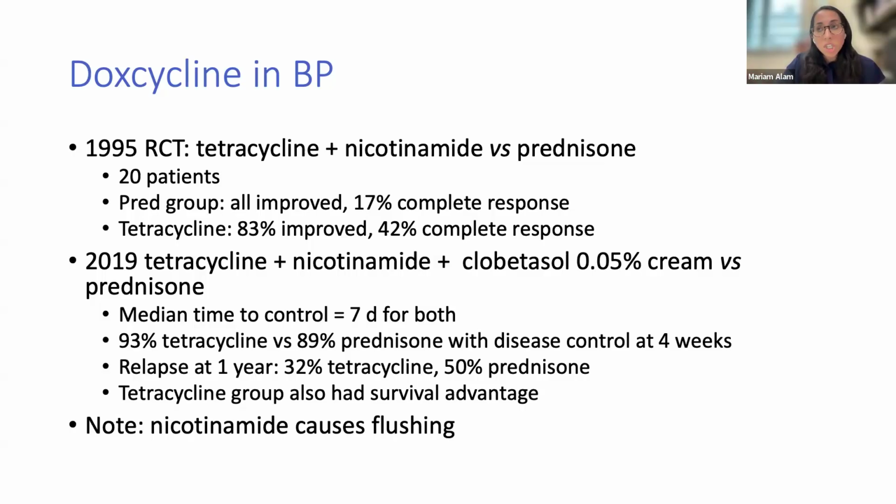Notably, nicotinamide causes flushing, and all these studies have been done with tetracycline plus nicotinamide, so it's a little unclear if the tetracycline is driving it or the nicotinamide. We often do not include the nicotinamide when we treat these patients here at Harborview just because of the flushing issue, and it's really hard to get inpatient for some reason. But the studies are based on tetracycline plus nicotinamide.